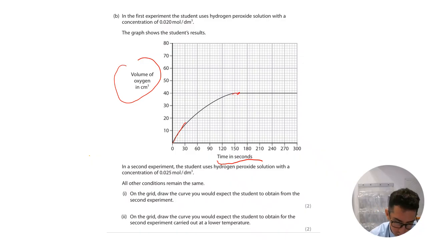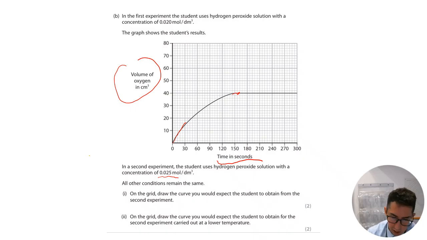In a second experiment, the student uses hydrogen peroxide solution with a concentration of 0.025. Can you see that's increased the concentration by about a fourth. So the concentration's increased. All the other conditions remain the same. So on the grid, draw the curve you'd expect the student to obtain from the second experiment.